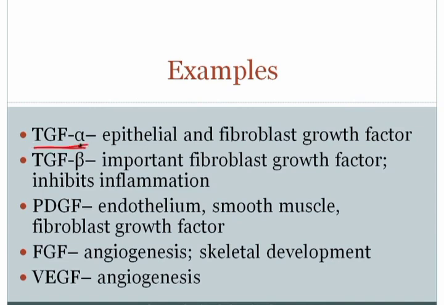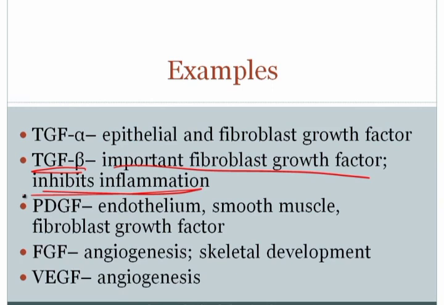For example, TGF-alpha is an important epithelial and fibroblast growth factor. TGF-beta is an important fibroblast growth factor, and it inhibits inflammation. But this should not be so hard for you to remember, because if you go back to one of our earlier lectures when we talked about chronic inflammation, when we talked about the acute inflammation and macrophages, remember that I said that macrophages, if they come in and they see that there is no longer a need for inflammation, they'll sort of shut down inflammation and turn on the healing response. And I said there's two major molecules you should be familiar with, IL-10 and TGF-beta. Well, here is exactly that same TGF-beta.